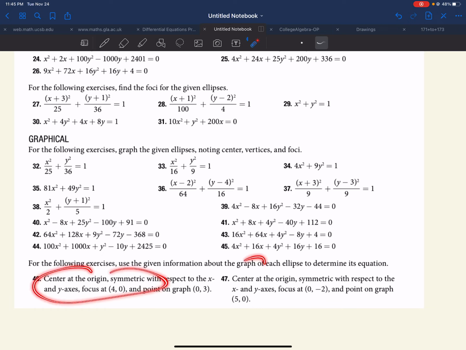And in 46 and 47, these are some of my favorite ones because they give it to you as a situation in words.